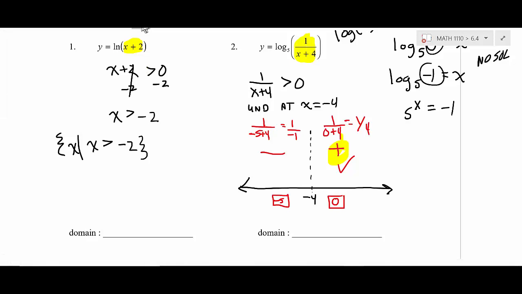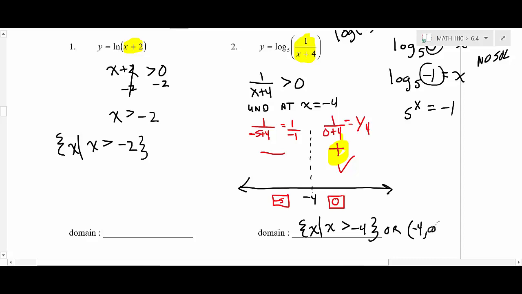-4 to infinity, right? So what you could do on this, you could write this in two ways. You could say set of x, x is greater than -4. It can't be equal to -4 because you have a 0 denominator. Or you could write that as -4 to infinity like that.